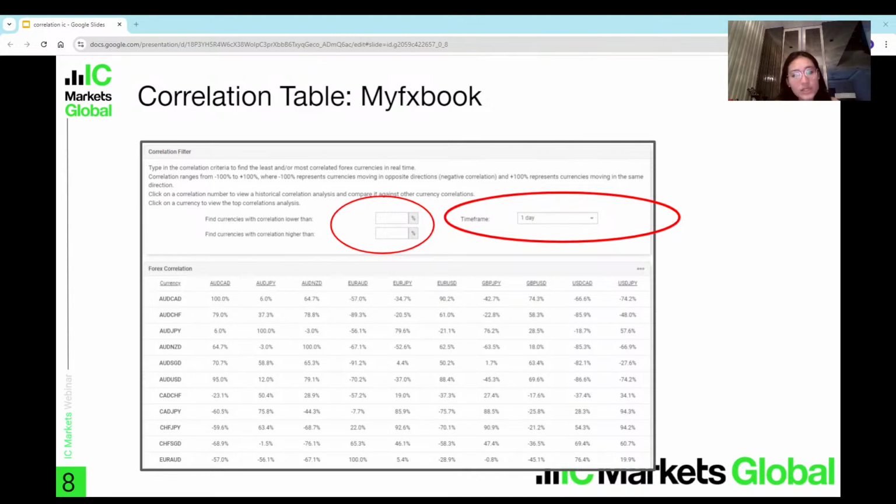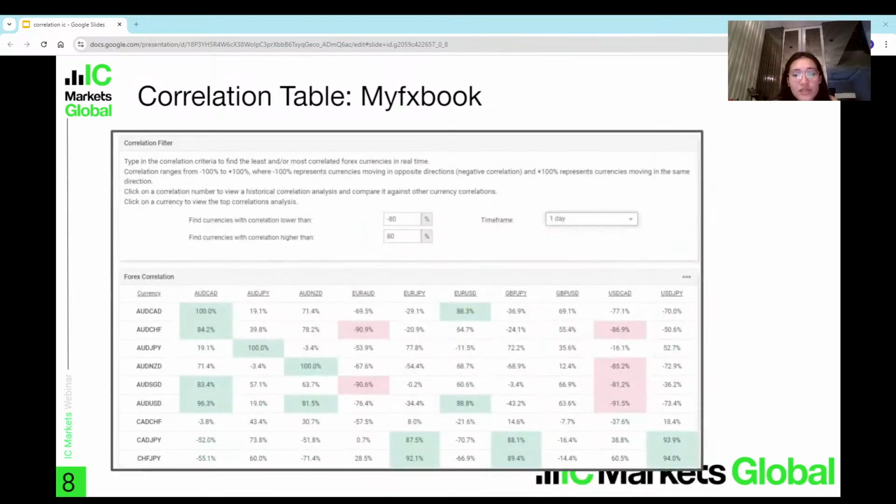How it works is you can make use of this filter that we have circled here to find what you're looking for and adjust the time frame to whatever you prefer as well. We typically want to look for correlations that are higher than 80 and lower than -80. You simply input that into the filter here, and it will highlight all of the currency pairs that match up with what you have requested. So that's a really easy way of finding correlations.